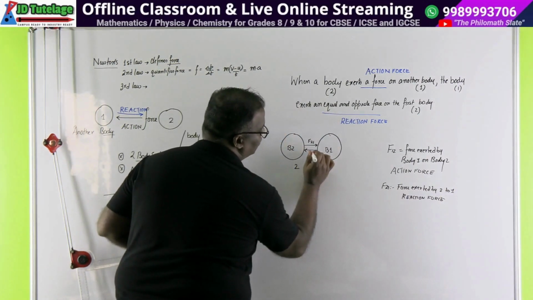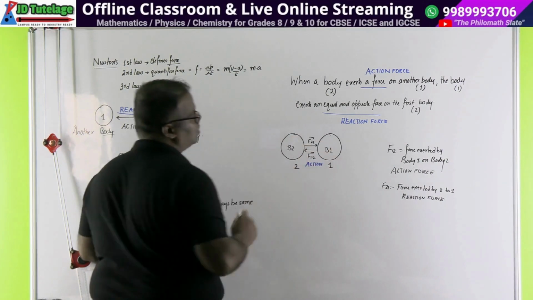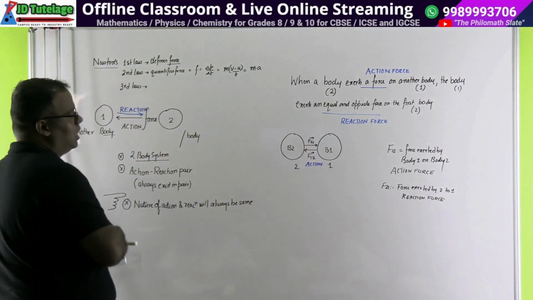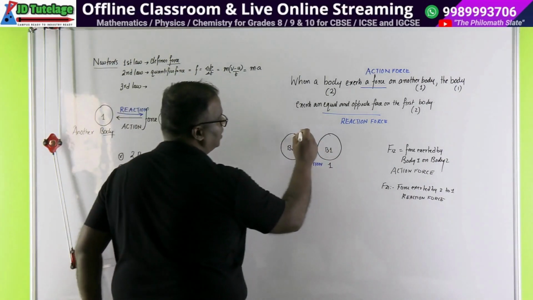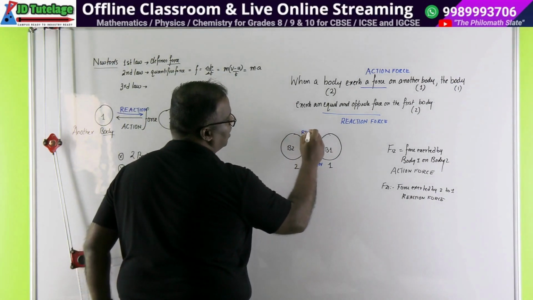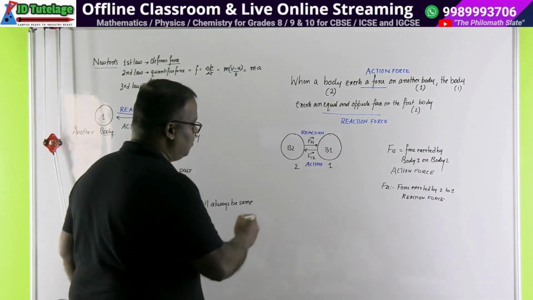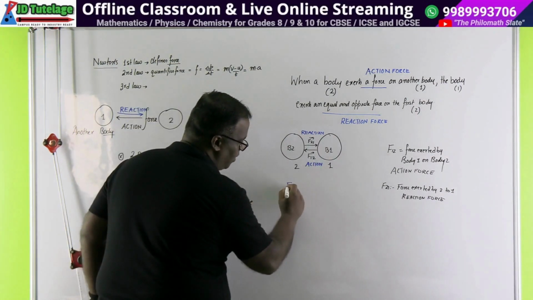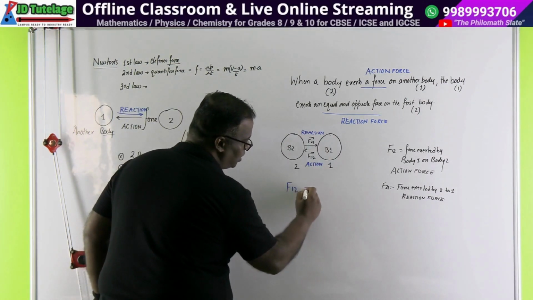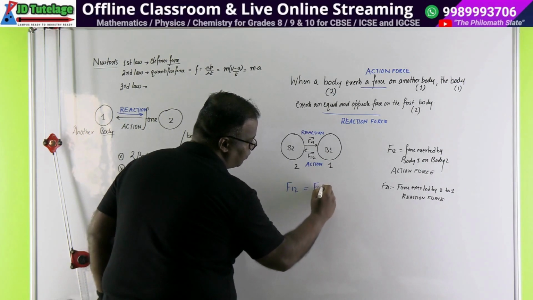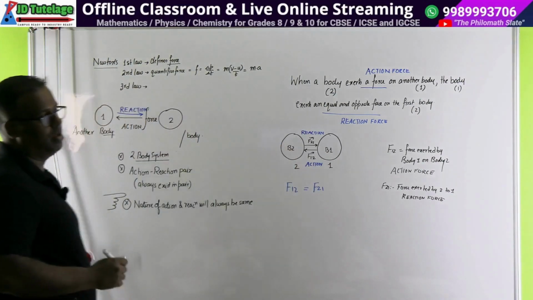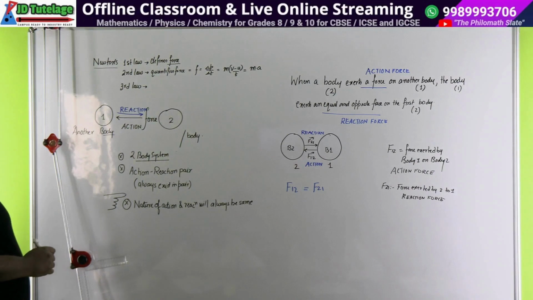So I'm writing them with vector symbol because they are vectors. Forces are vectors, okay? If you write without the arrow also at your level, it doesn't make any difference. This is my reaction. So if we want to bring it mathematically, what do we say? We say F12 is equal to F21. Is it correct? Pay attention. Is it correct?